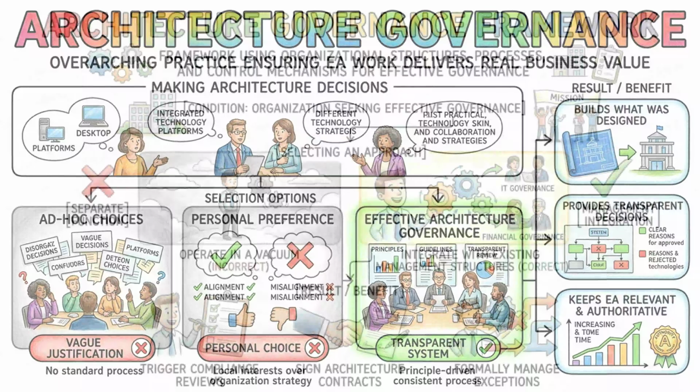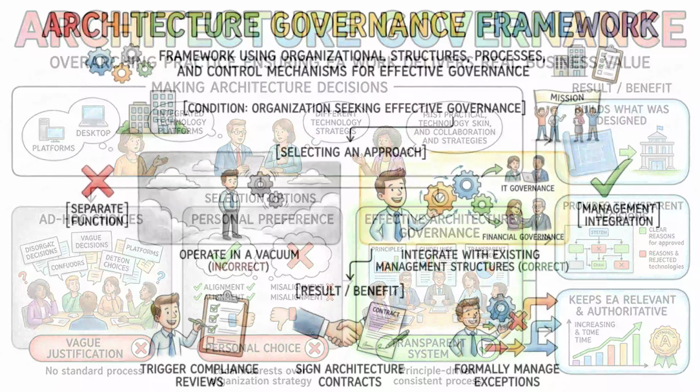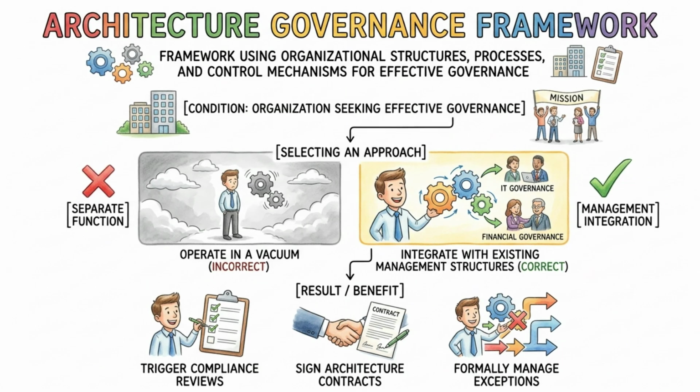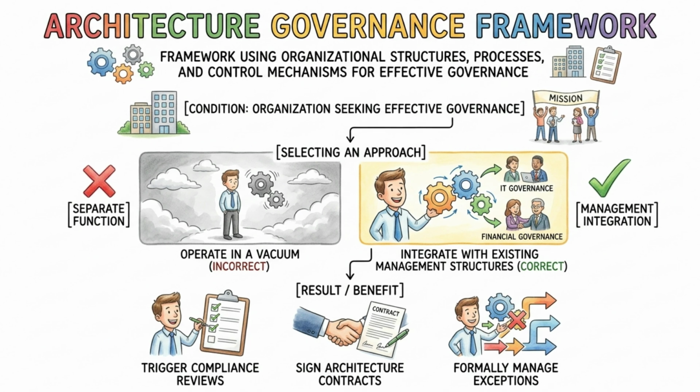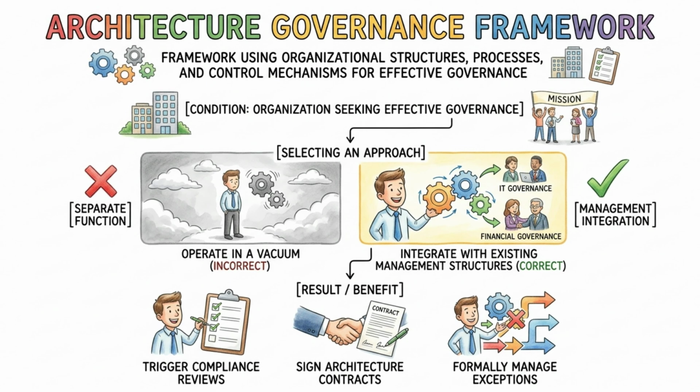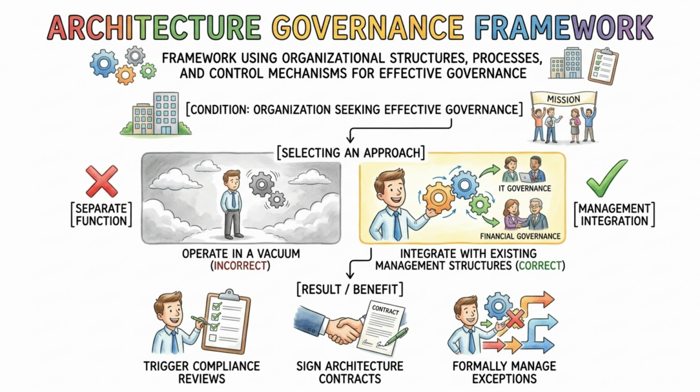To implement effective governance, organizations use an architecture governance framework, which consists of organizational structures, processes, and control mechanisms. This framework defines exactly how compliance reviews are triggered, who signs the architecture contracts, and how exceptions are formally managed. It connects the architecture team with other corporate governance functions, such as IT governance and financial governance. On the exam, remember that architecture governance does not operate in a vacuum, but must integrate smoothly with the company's existing management structures.